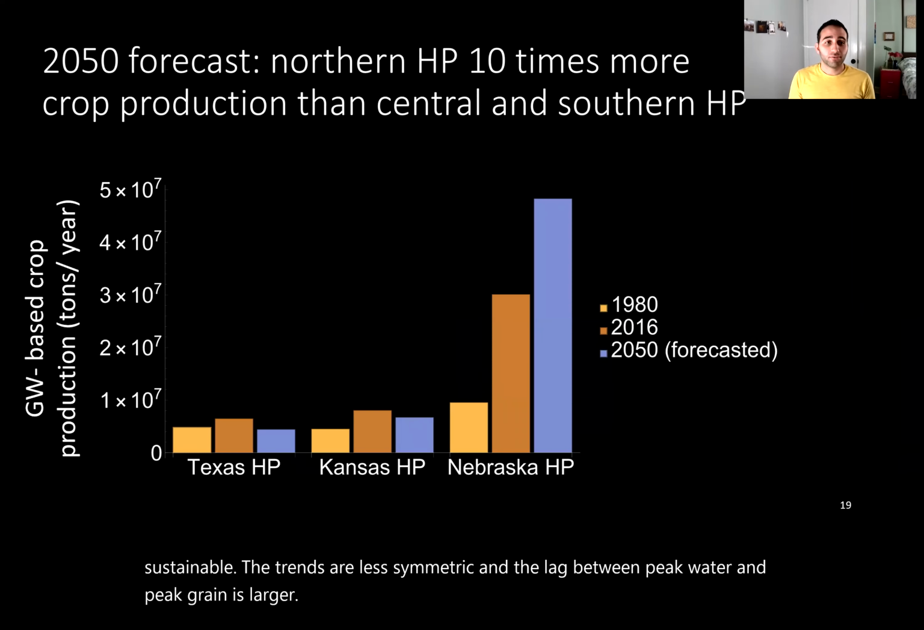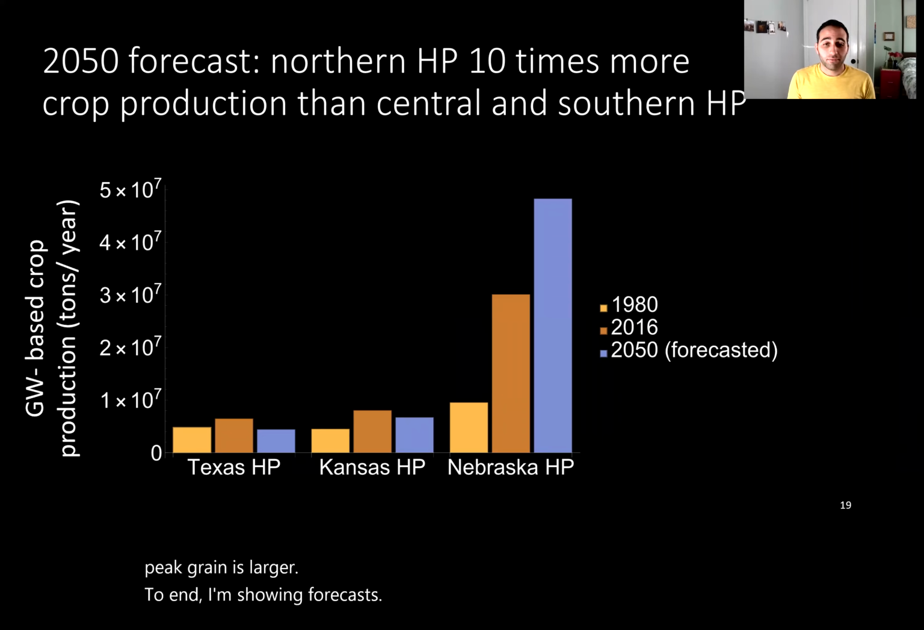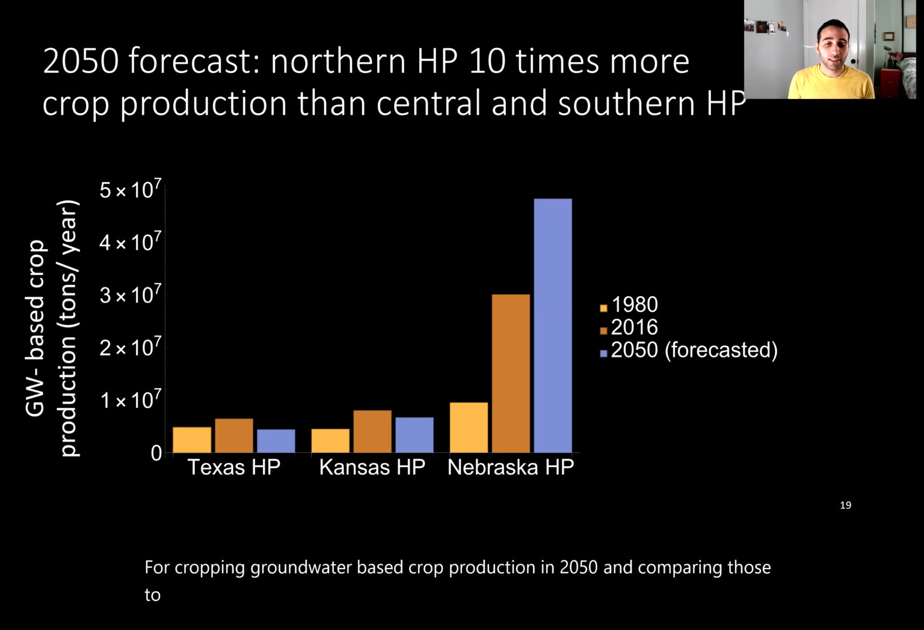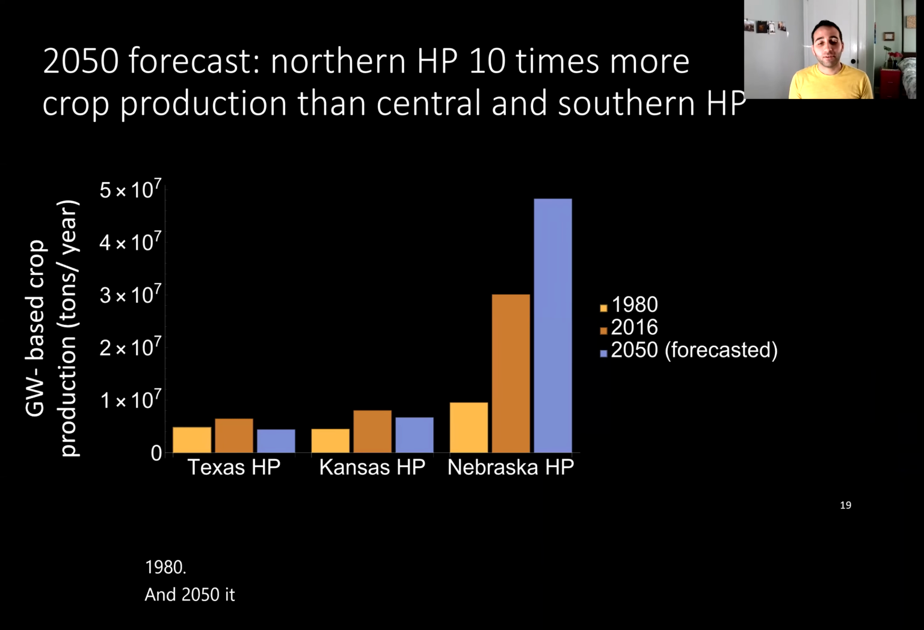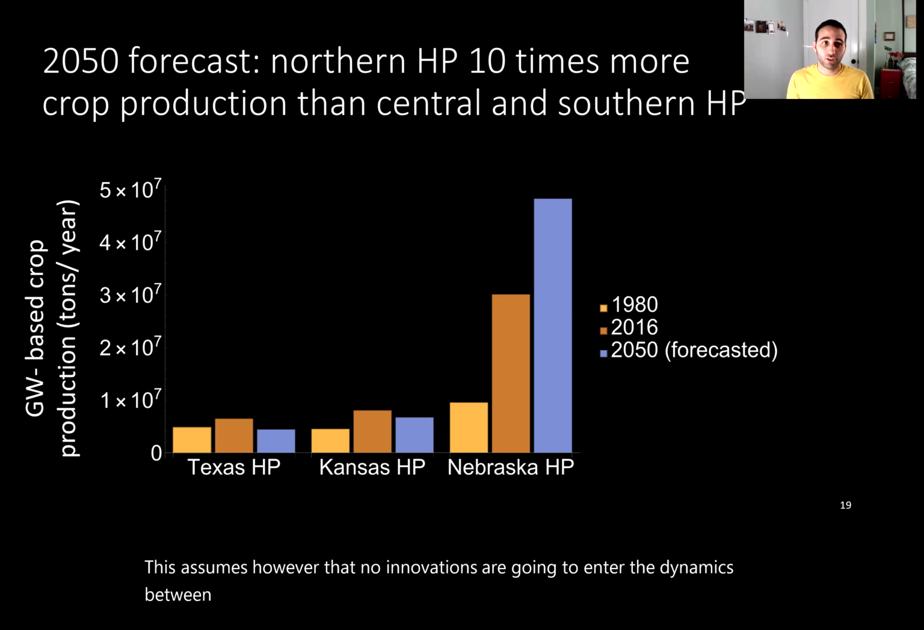To end, I'm showing forecasts for groundwater-based crop production in 2050 and comparing those to their values in 1980 in yellow and 2016 in orange. While Nebraska had similar rates of groundwater-based crop production as Kansas and Texas in 1980, in 2050, it is projected to have 10 times the amount of crop production from these two other regions. This assumes, however, that no innovations are going to enter the dynamics between groundwater withdrawal and crop production in the High Plains.